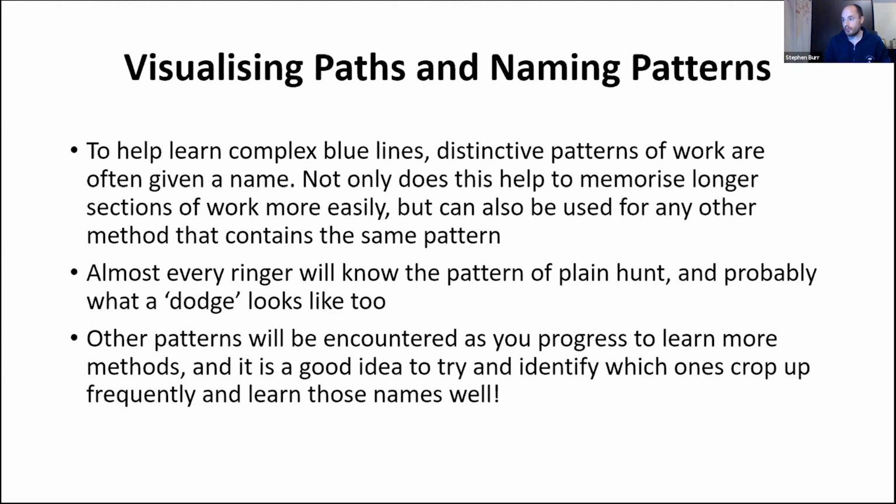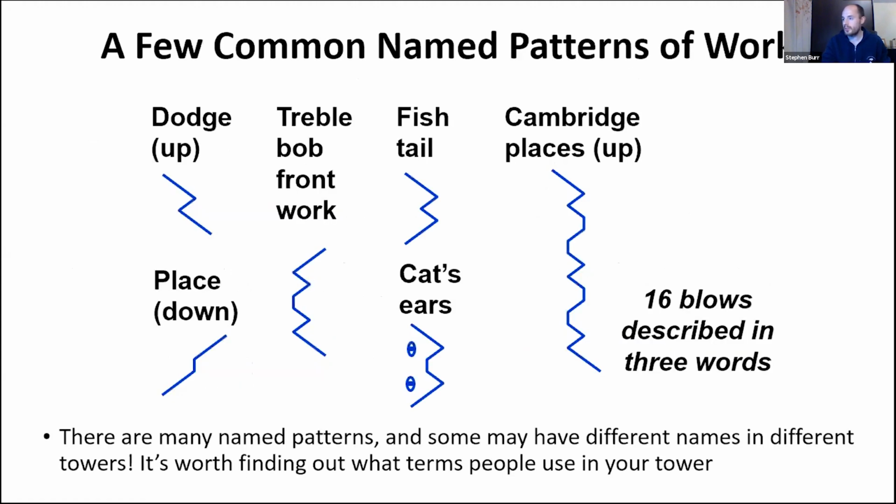Almost every ringer who's rung methods will know what the pattern of plain hunt, for example, looks like, probably what a dodge looks like, and a place, and so on. But you will encounter other patterns as you progress onto more and more methods, and it's a good idea to try and identify which ones are common and learn those names well. So just on the very last slide to finish, here are a few commonly named patterns of work. I stole this slide from Richard Pargeter, so thank you very much.